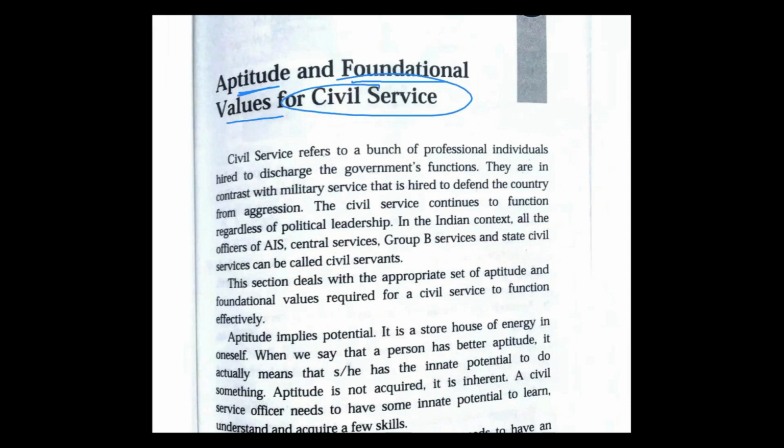First of all, aptitude है क्या? What is aptitude? The term aptitude. हम CSAT में use करते हैं aptitude word, right? So basically, aptitude means potential. आपका कितना potential है? It's a storehouse of energy in oneself. What is the potential inside you? That is called aptitude. When we say that a person has better aptitude, it actually means that he has the innate potential to do something. कुछ भी करने के लिए आपके पास वो energy है या फिर potential है. वहीं पे हम use करते हैं, that particular word we use is aptitude.